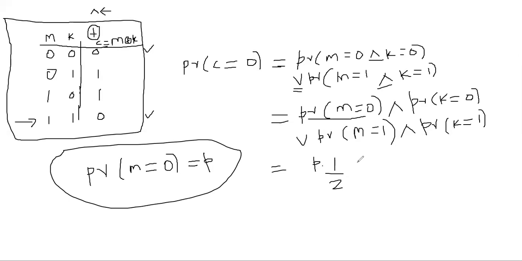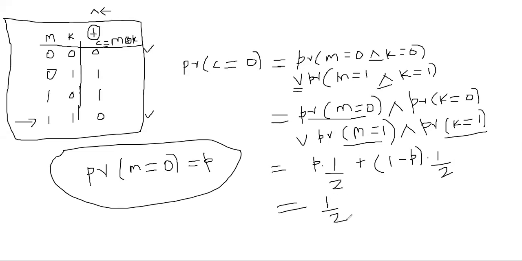OR means plus in probability. And what is the probability of M being 1? It is 1 minus p, because the message can be either 0 or 1. Therefore, the probability of M equal to 1 is 1 minus the probability of M equal to 0, which is p. Therefore, it's 1 minus p. And what about this one? This is again half because of uniform distribution. Now, if you just expand this and apply the distributive property, you will get the answer to be half.